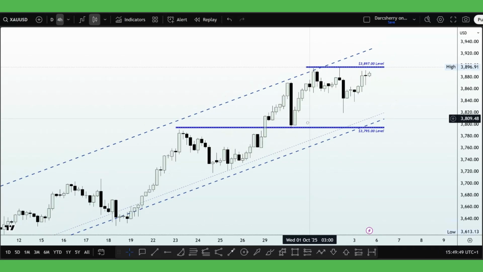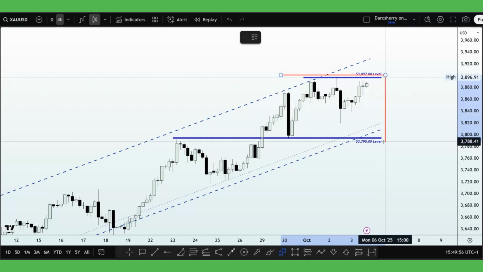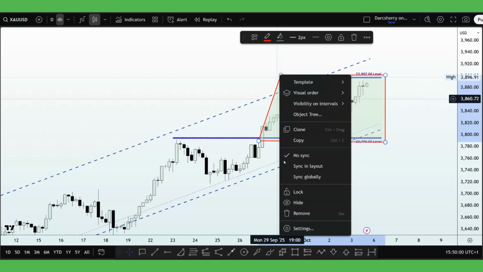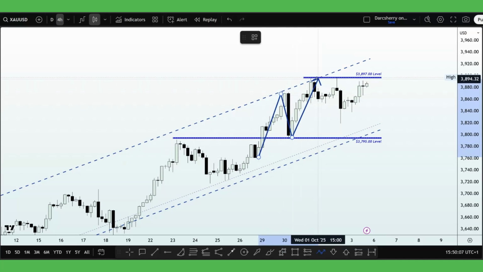the top of this ascending channel, and the range I'm talking about here is between the record high at the 3,897 and the 3,795. This level was broken on Monday at the beginning of last week, as you can see, and then retested it, and price remained within that whole area. Now, that for me is indecision at its finest. Buyers holding firm, but sellers refusing to let it break higher.